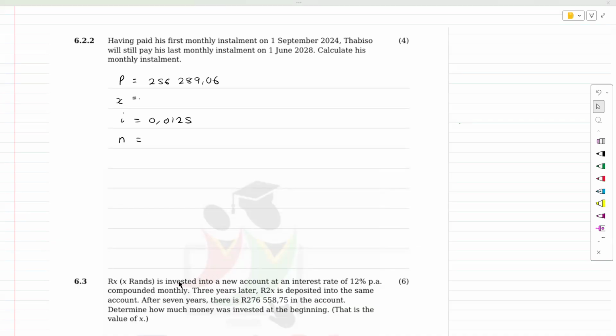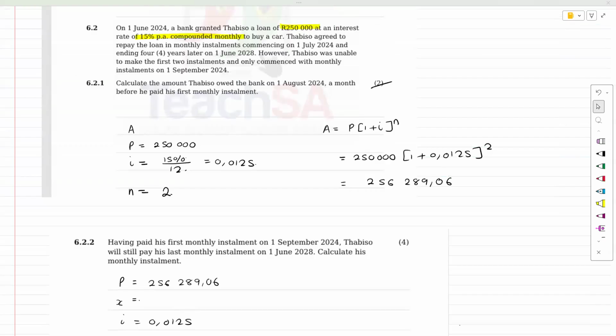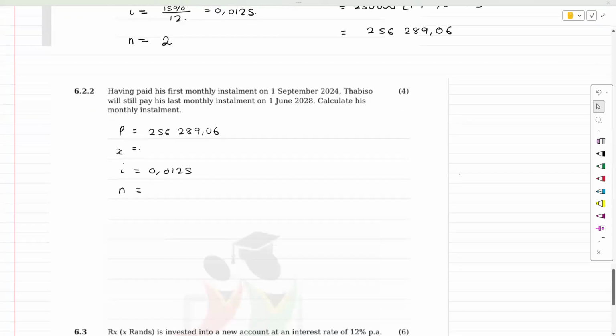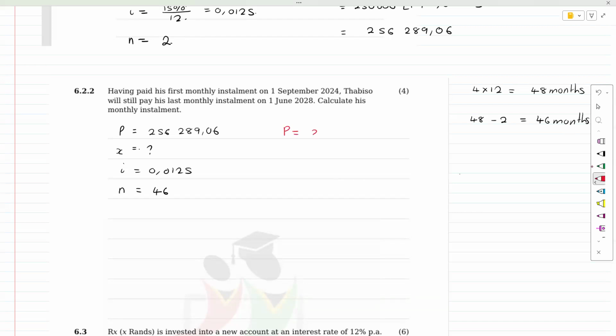We need to figure out how many months are left. So firstly, it said 4 years, so we know 4 years times 12 months is 48. We also know that this guy decided, hey, I'm skipping 2 months. So 48 minus 2 means we got 46 months. That's how many months he has to pay this loan in, because he decided to skip his payment.